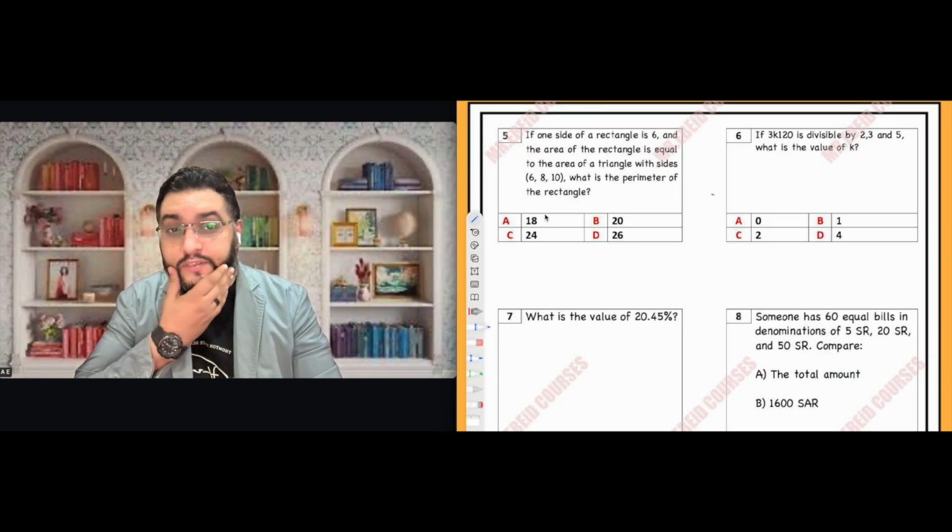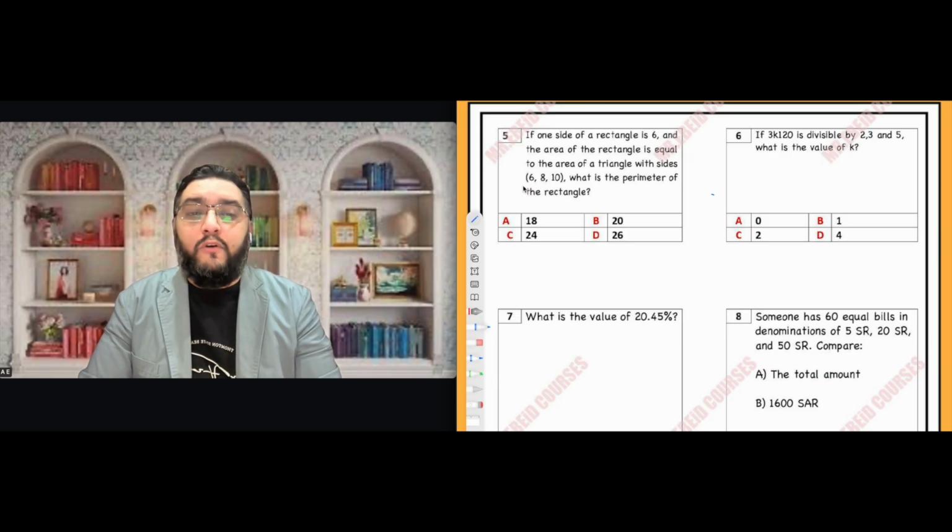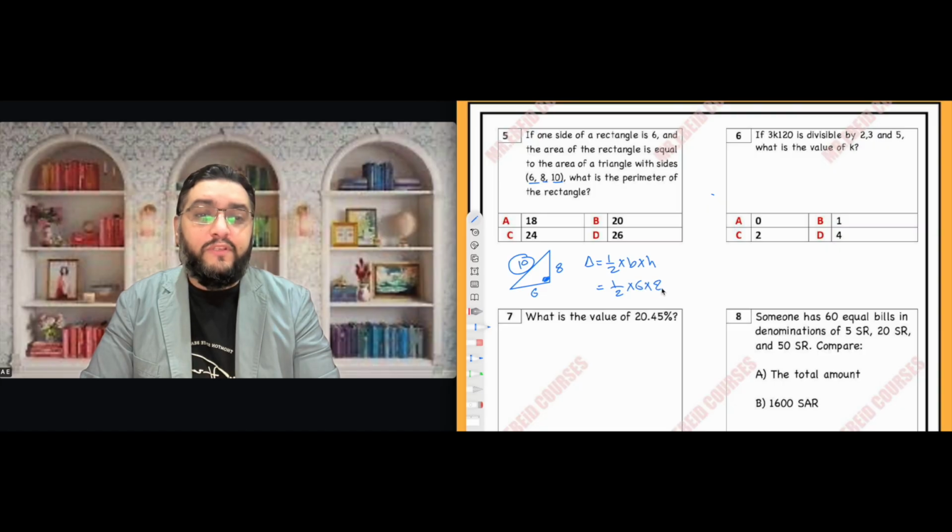In this question, you'll first find the area of this triangle. You know that 6, 8, and 10, these sides form a right angle triangle, the special Pythagorean triple. If this side is 6, this side is 8, this is 10, the hypotenuse. And you know that the area of the triangle equals half times base times height. So it will be half times the base, which is 6, times the height, which equals 8. Half of 6 equals 3. 3 times 8 is 24. So this is the area of the triangle, which also equals the area of the rectangle.